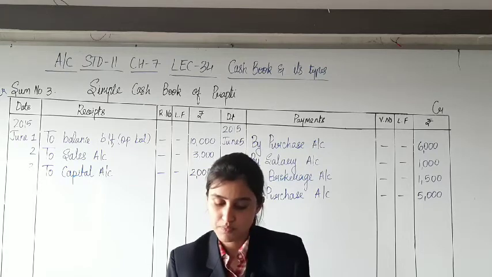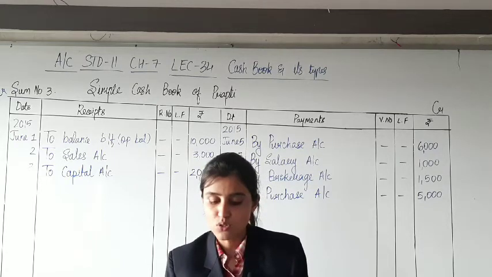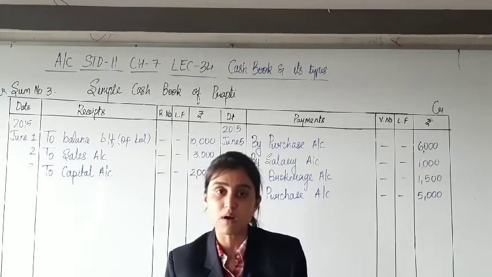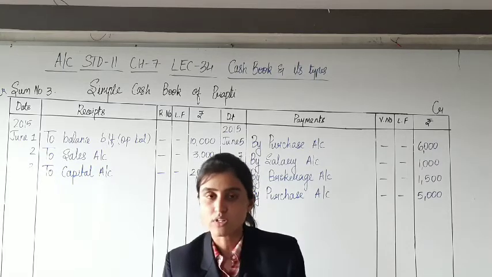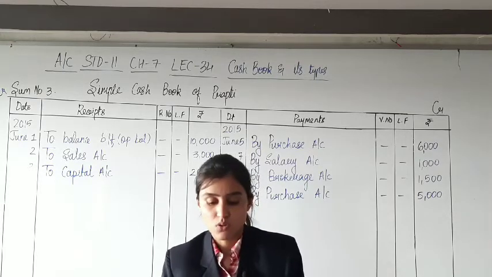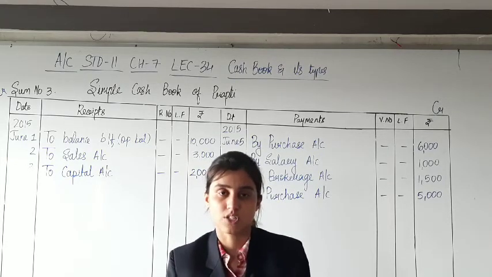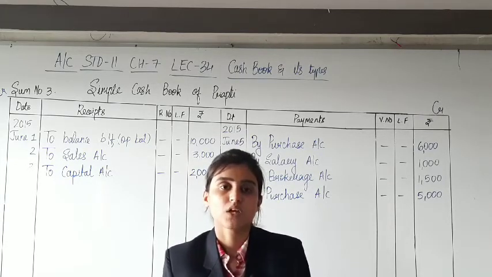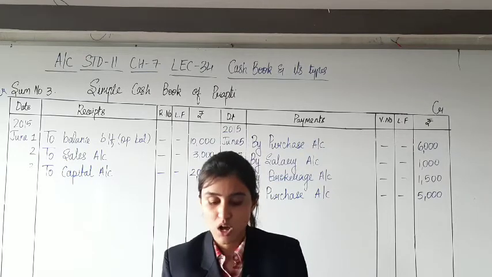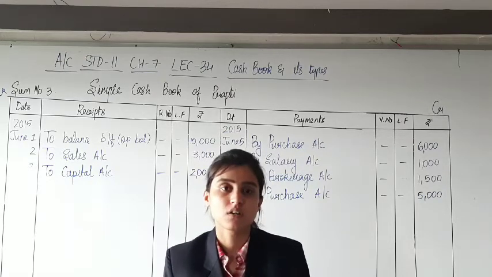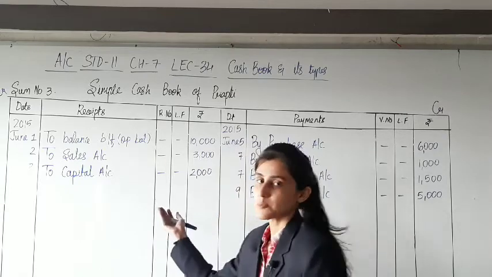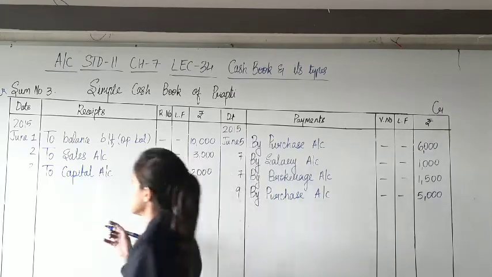11th of June, goods of rupees 6000 sold to Mansi for cash. Goods of rupees 6000 have been sold to Mansi for cash. You have sold goods, so how much amount are you supposed to receive? 6000, on the receipt side. Which date? 11th of June.